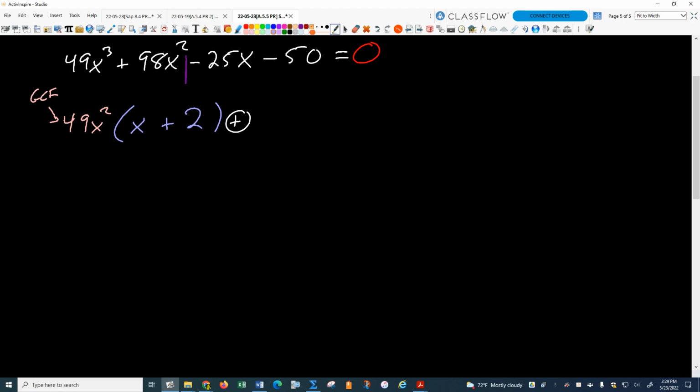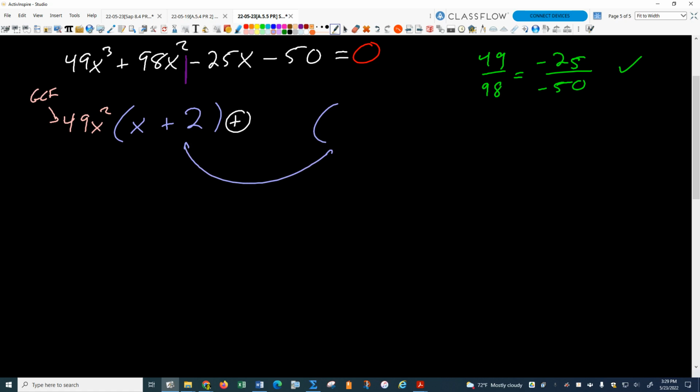The ratio of the first 2 numbers, so 49 divided by 98, right? The first 2 coefficients is 1/2, isn't it? Is that the same as negative 25 divided by negative 50? It is. Good. So we know it's going to work, right? We did our little test. And 49 over 98 equals negative 25 over negative 50. So we know it's going to work.